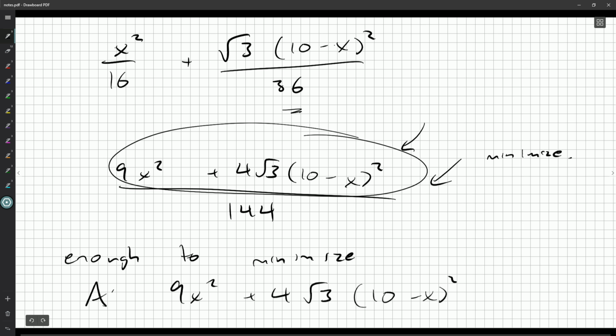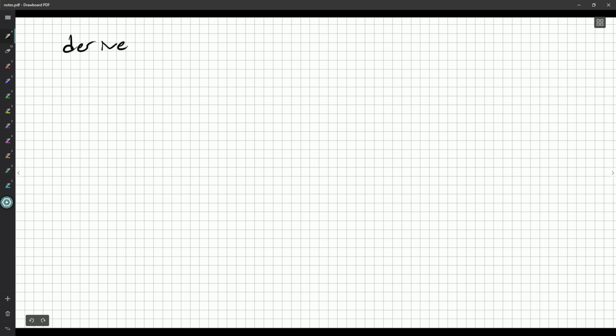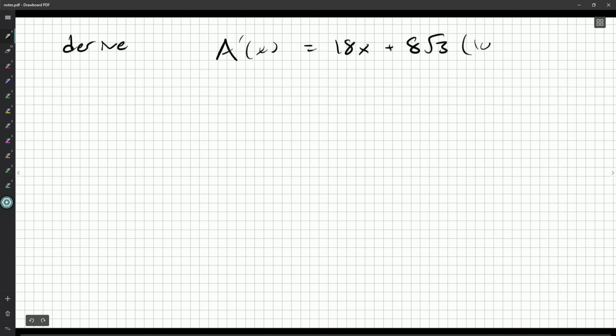Okay. So we could give this function a name, call it A of x for area. So derive it, so you'll get 18x plus 8 root 3, 10 minus x, and don't forget you've got to do the derivative of the inside. Derivative of 10 minus x, 10 goes away, but the derivative of negative x is negative 1. Okay, and we need to find critical points. There will only be one.